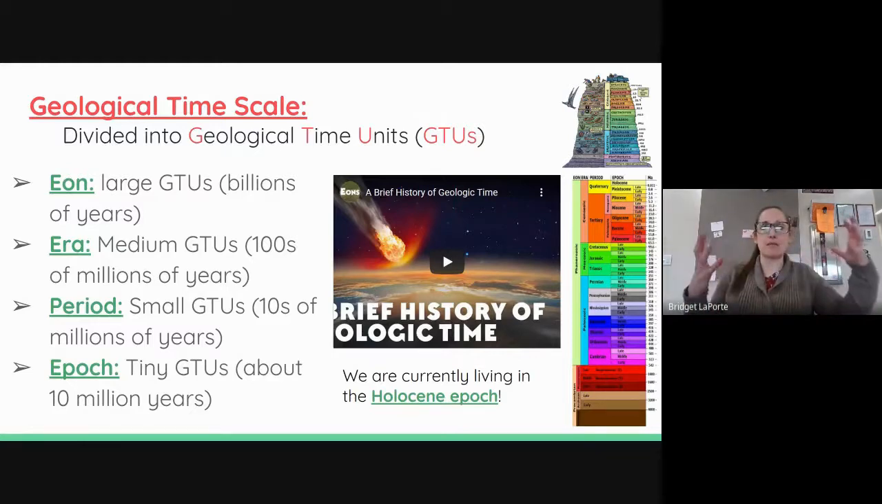So an eon is the biggest, all right? Eons usually span billions, that's right, with a B, billions of years. An era is kind of a medium level, just hundreds of millions of years. And then a period is a little bit smaller than that, just about tens of millions of years. And then those epochs are just teeny tiny. That's only roughly about 10 million years, a blip on the geological time scale.